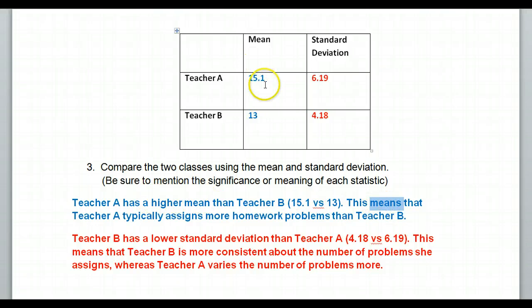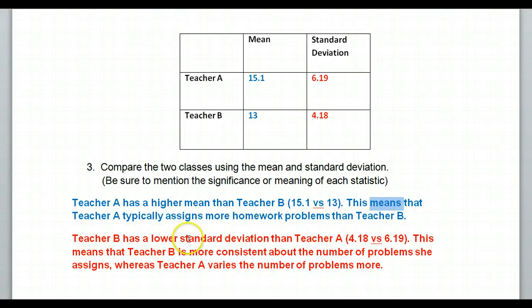So it should go like this. Teacher A had a mean number of homework problems of 15.1. Teacher B had 13 problems. So the first sentence just states that. Teacher A has a higher mean than teacher B, 15.1 versus 13. Now, your second sentence has to tell you what that means. This means that teacher A typically assigns more homework problems than teacher B.